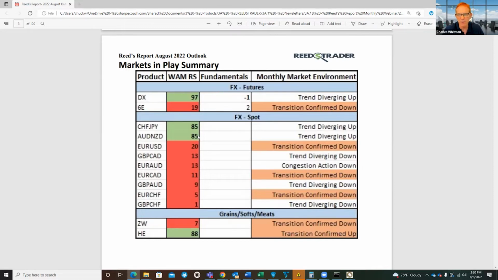But as we come into this month and we look at the markets in play, basically a couple of the big themes are the dollar, which is a relative strength leader, and the euro, which is a relative strength laggard. And we're going to talk a lot today about weakness in the euro crosses. You can see in FX Spot, we have a number of euro crosses, euro dollar, euro Aussie, euro CAD, euro Swiss, that are all relative strength laggards to the downside. And we have British in there as well, the sterling CAD, sterling Aussie, sterling Swiss. And then we have wheat, which is weak on the downside, and hogs, which are strong to the upside.